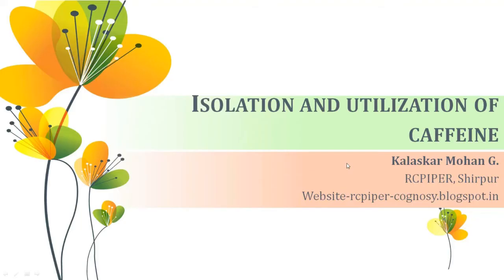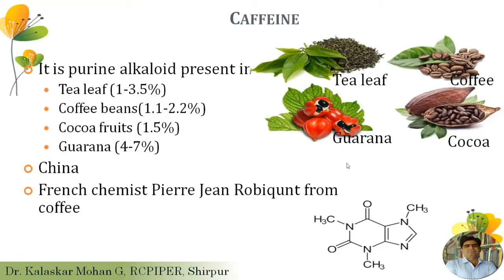Today we are going to discuss isolation and utilization of caffeine from medicinal plants. Caffeine is a purine alkaloid which is present in nature in abundant amounts. Specifically, it is distributed in considerably higher amounts in these four plants: tea leaves, coffee beans, coca fruits, and guarana. Guarana contains the highest amount of caffeine, that is 4 to 7%, followed by tea, then coffee, then coca.